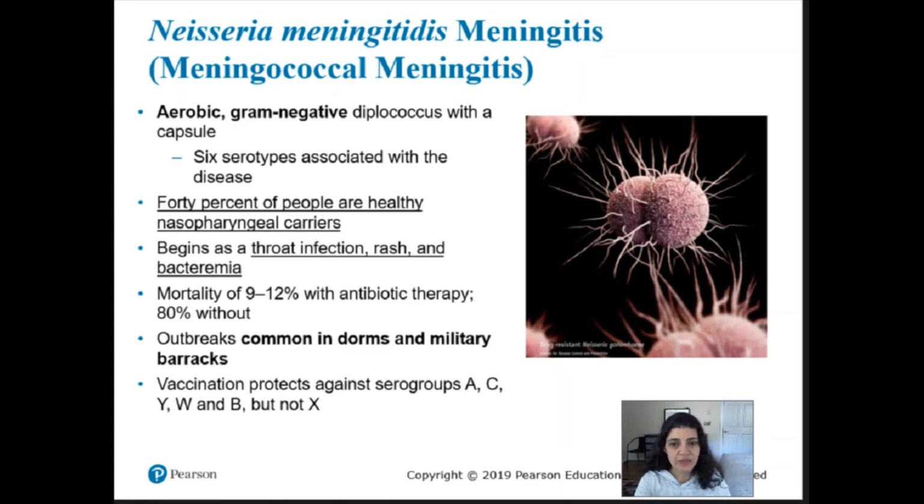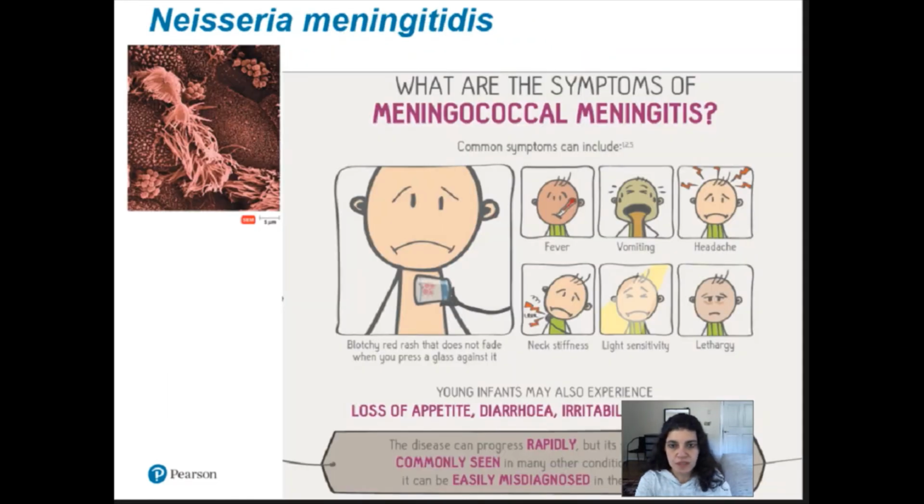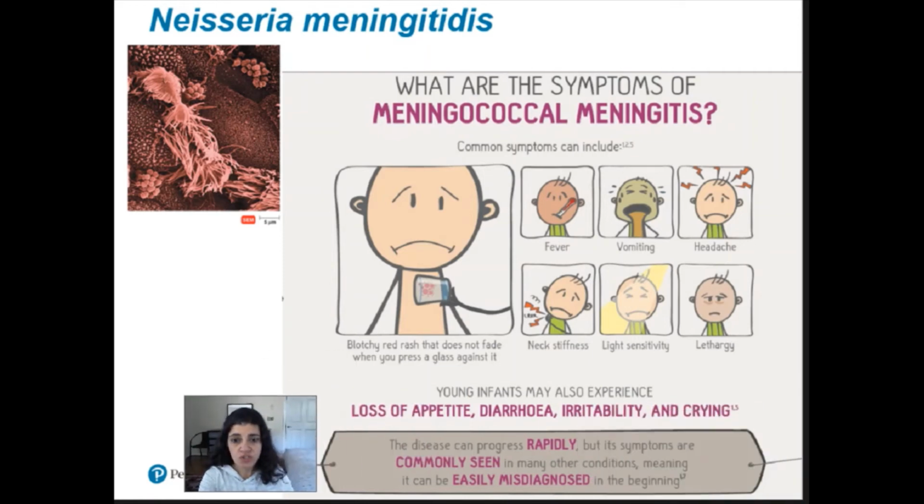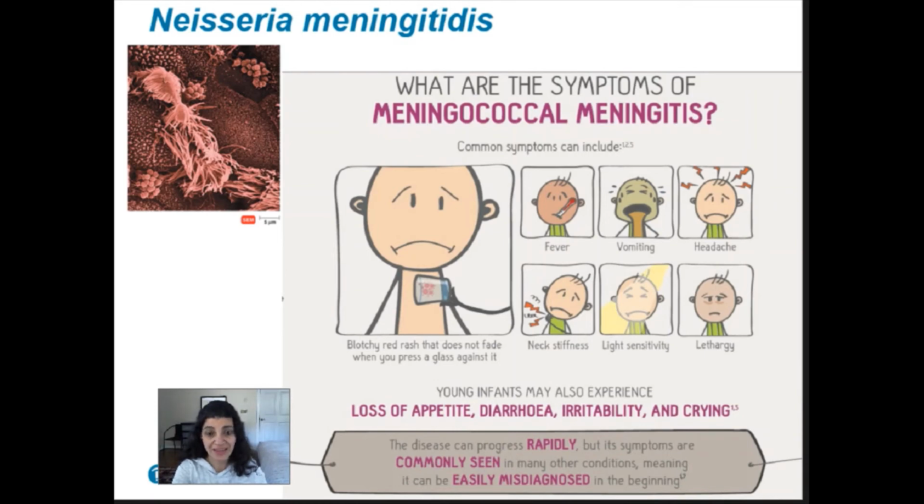And mortality here with antibiotic therapy is between 9 and 12%, without it 80%. Okay? Symptoms that are common in meningococcal meningitis, the one caused by Neisseria, are fever, vomiting, headache, neck stiffness, light sensitivity, and lethargy. You also have loss of appetite, diarrhea, irritability, and crying in the case of infants, right?